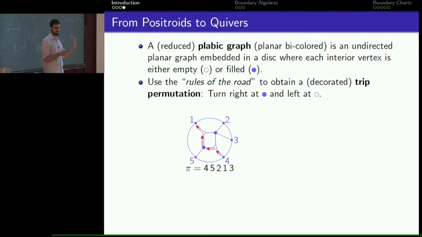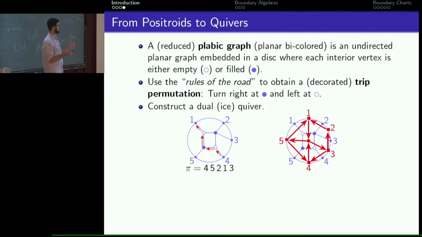Now, I want to take myself from plabic graphs to boundary algebras. And the way to do that is to do a different construction to my plabic graph. This is the dual quiver. So I draw a quiver as a directed graph, and I draw a dual graph to my plabic graph. I put a vertex in each face, and then I direct the edges such that the empty vertex is always to the right and the filled vertex is always to the left.